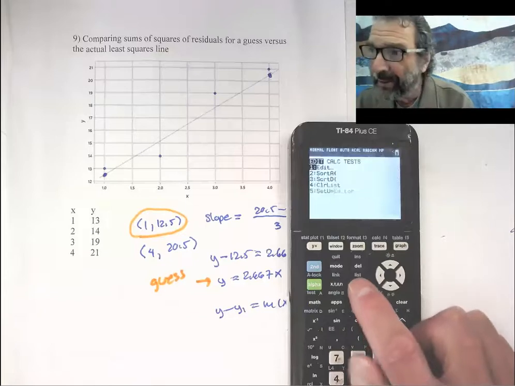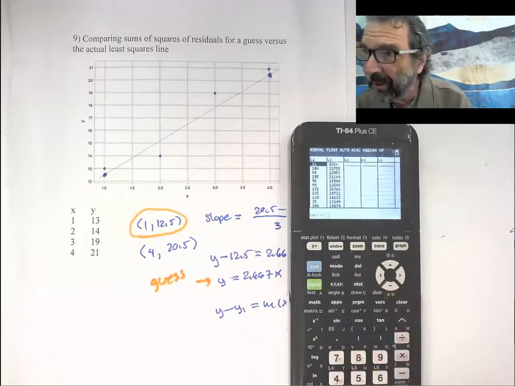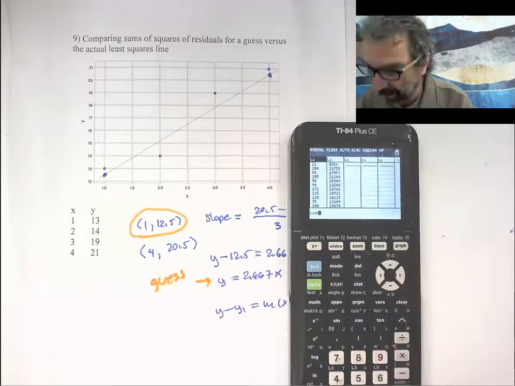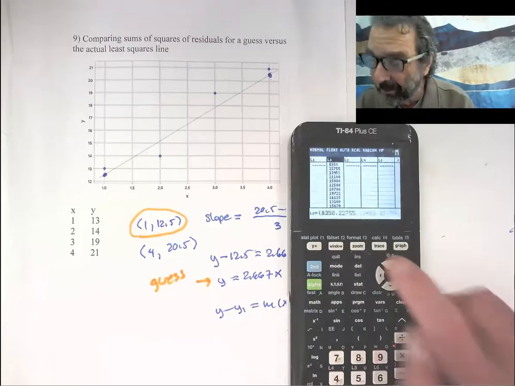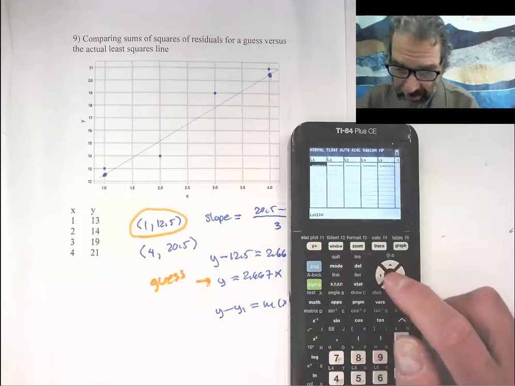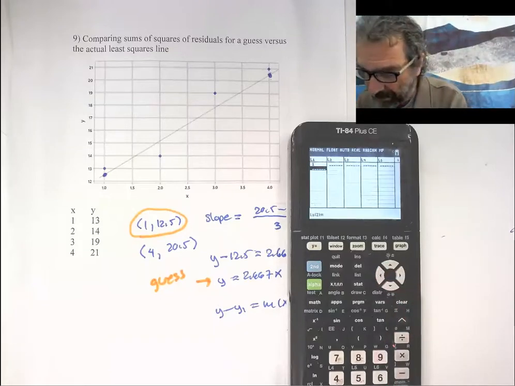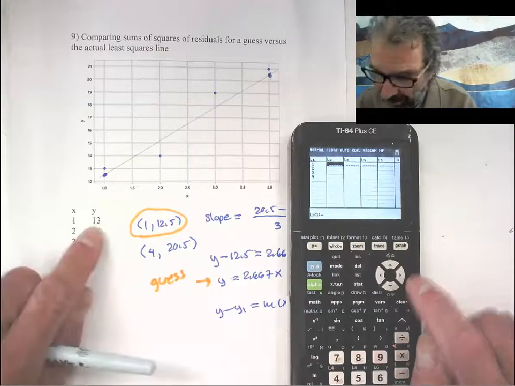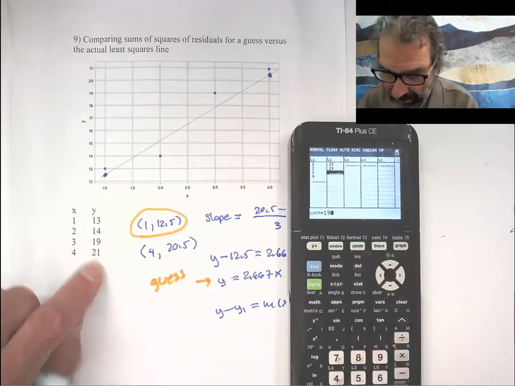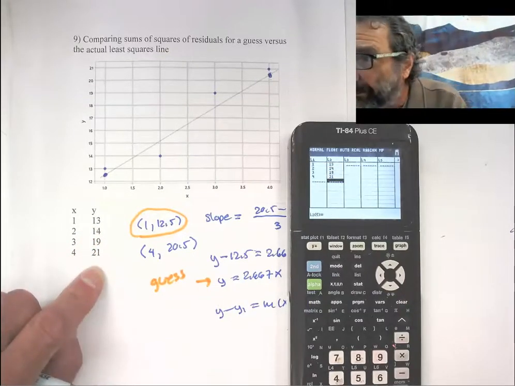So I'm going to go to Stat, Edit, and clear out the first 2 lists. Clear, Enter, go over, up, clear, Enter. Don't use delete, it'll cause grief. The x's are 1, 2, 3, 4. And the y's are 13, 14, 19, 21, like that.